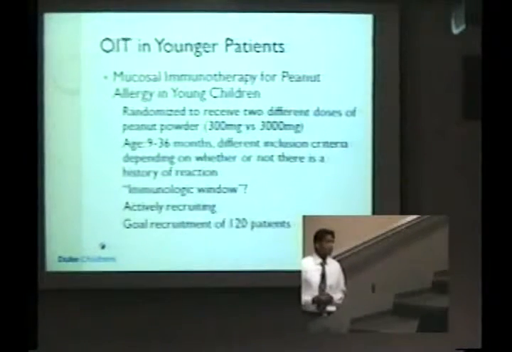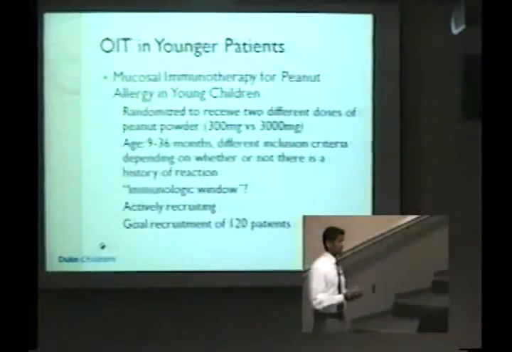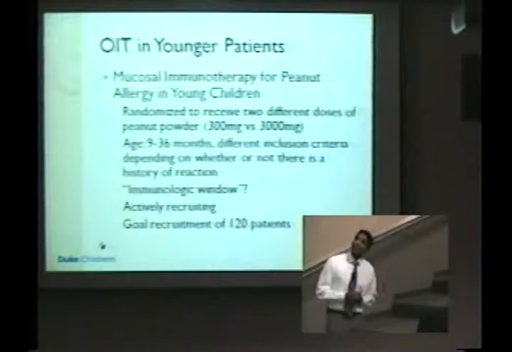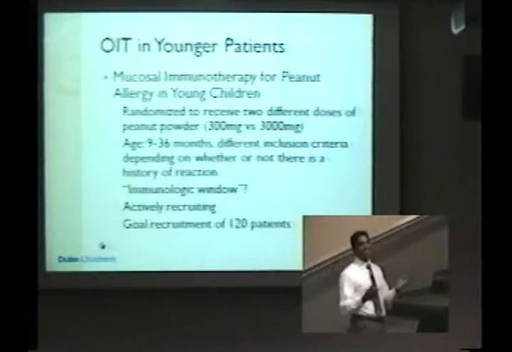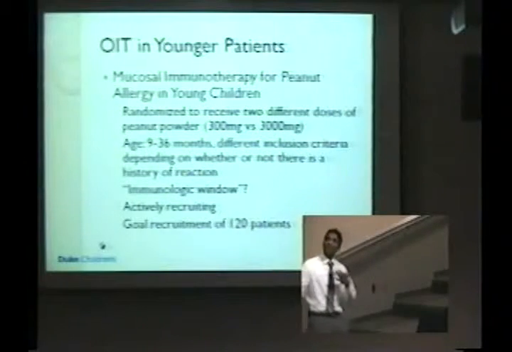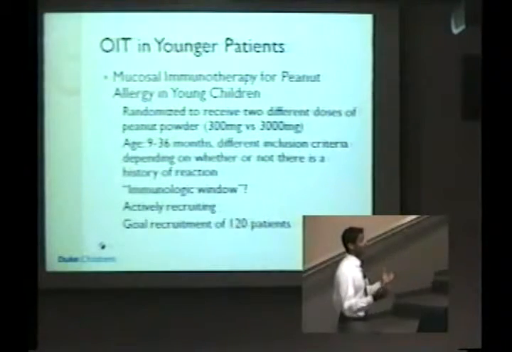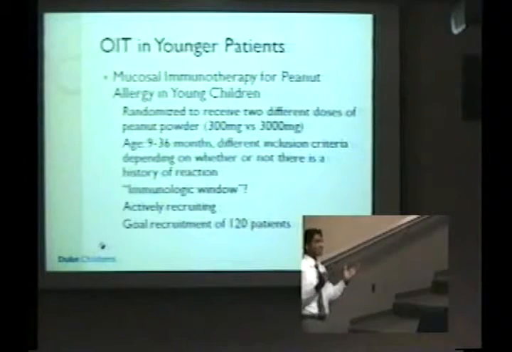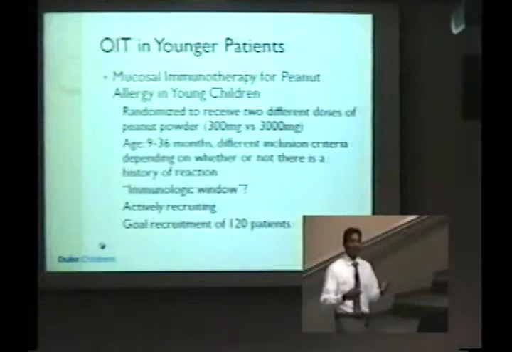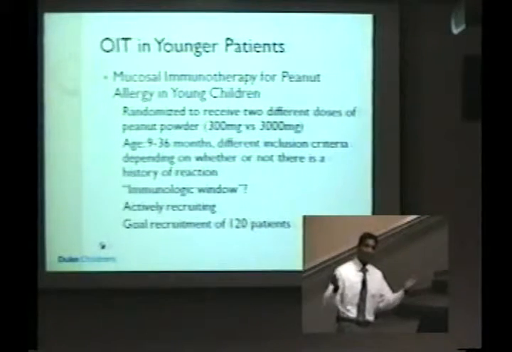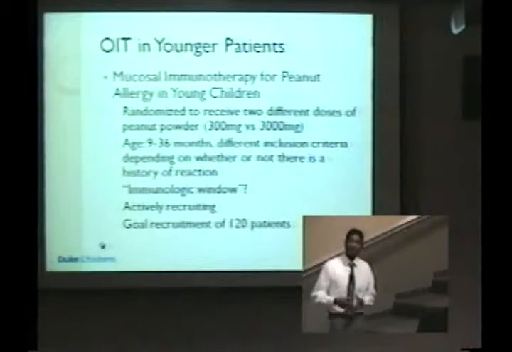So then another study that we're starting and actively recruiting for is looking at peanut oral immunotherapy in younger patients. Mucosal immunotherapy for peanut allergy in young children. There's actually an acronym that the guy who created this study, it's called the DEVIL study, DEVIL. I can never remember what it stands for, but we are Duke, the Duke Blue Devils. And studies that have acronyms, as you know, for some reason get more play in the world than studies that don't. I never understood that. But this one has an acronym.